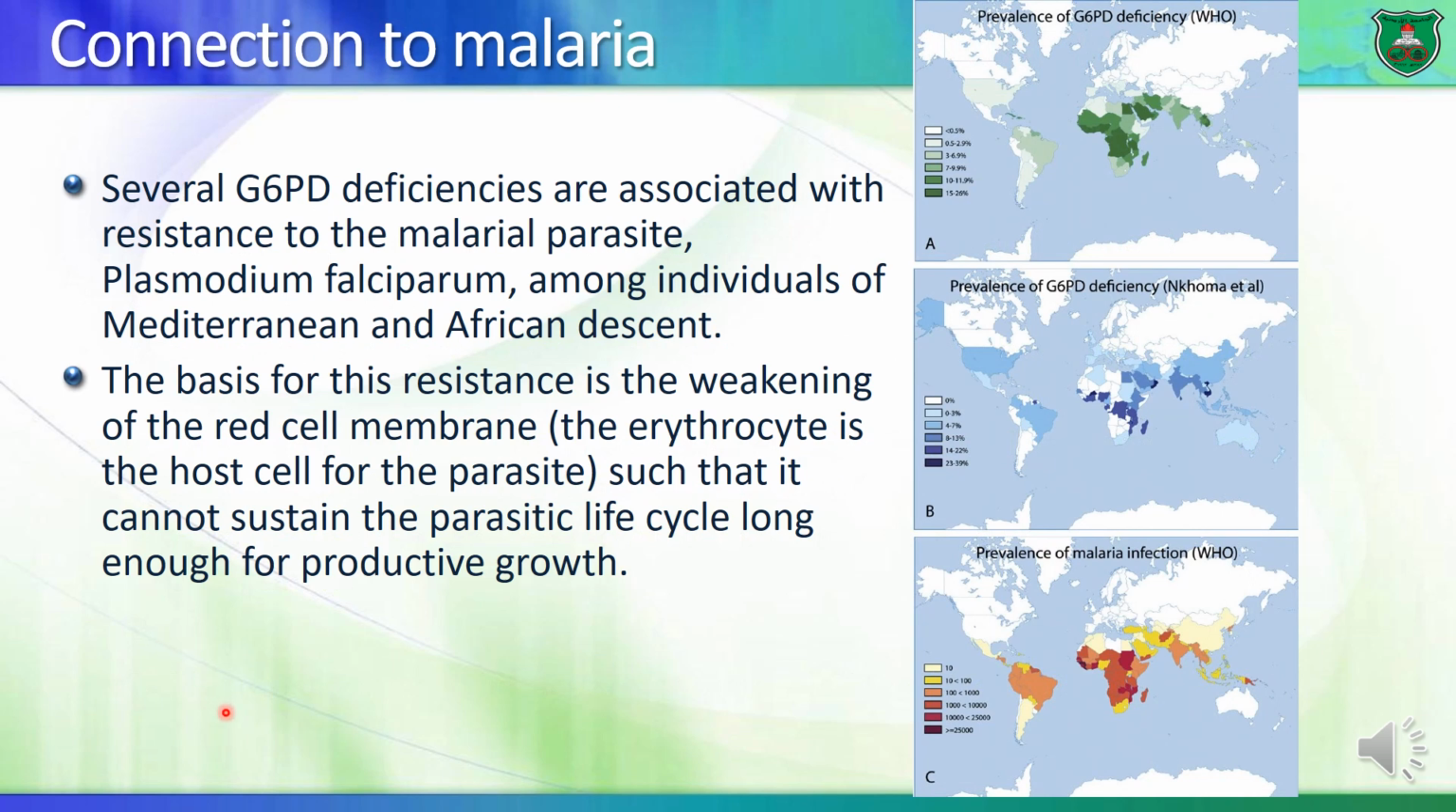Finally, G6PD deficiency is associated with resistance to malaria, and the reason is the age of red blood cells is reduced, preventing the completion of the development of this parasite. So you can see the overlap between the prevalence of G6PD deficiency in the Old World, in Africa, the Mediterranean region, including the Middle East, our countries, including Jordan, and the prevalence of malarial infection.